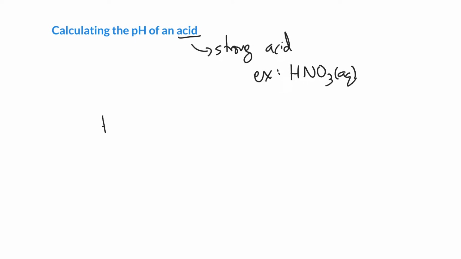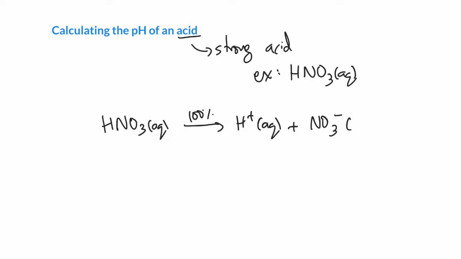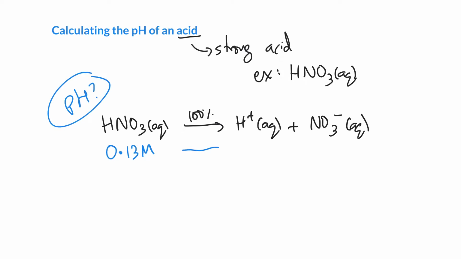If you remember, what strong means is that it completely breaks down and dissolves and forms ions in solution 100% of the time. So it's a monoprotic acid, so there's one H+ for every nitric acid, and when it breaks down it makes H+ and NO3-. And maybe we've got a concentration of nitric acid that is, say, 0.13 molar, and we want to know the pH of this acid.